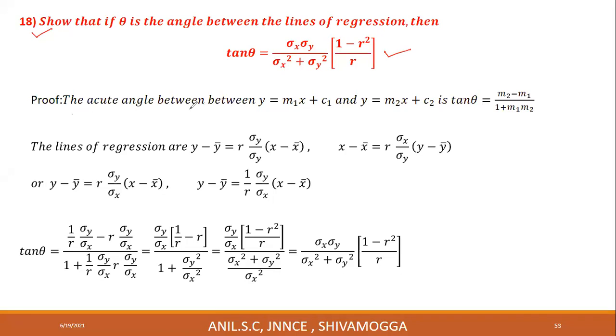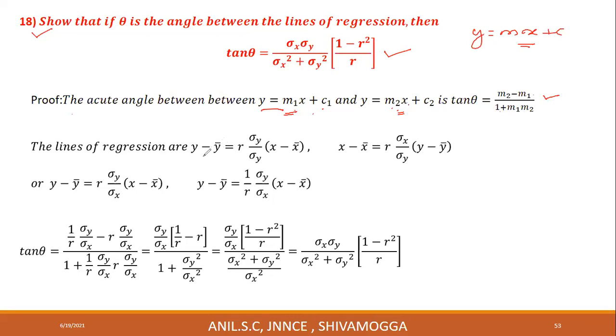We know that y is equal to mx plus c always represents a straight line. Let's consider two straight lines, y is equal to m1x plus c1 and y is equal to m2x plus c2. The angle between these two straight lines is given by tan theta is equal to m2 minus m1 divided by 1 plus m1 into m2, where m1 and m2 are the slopes of the straight lines. Slope of the first straight line is m1 and slope of the second straight line is m2.